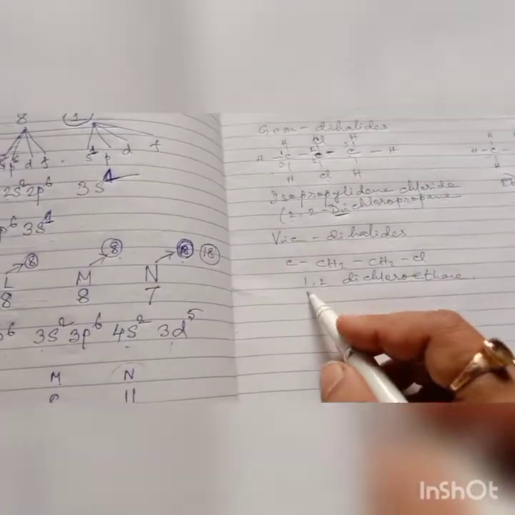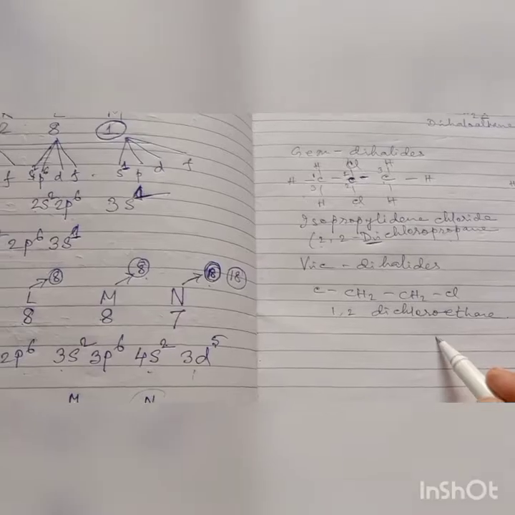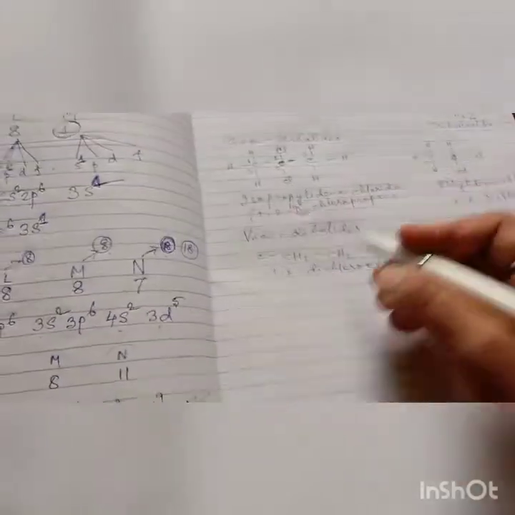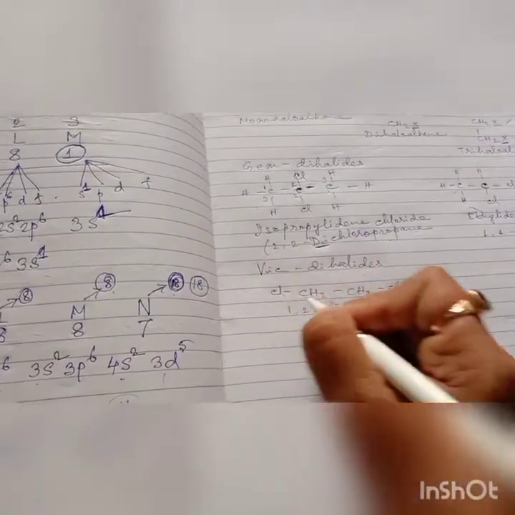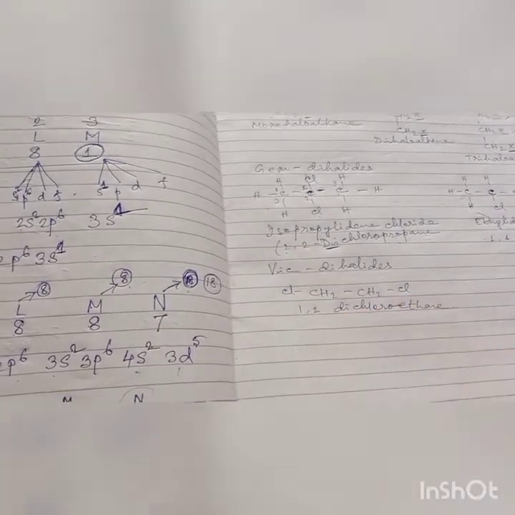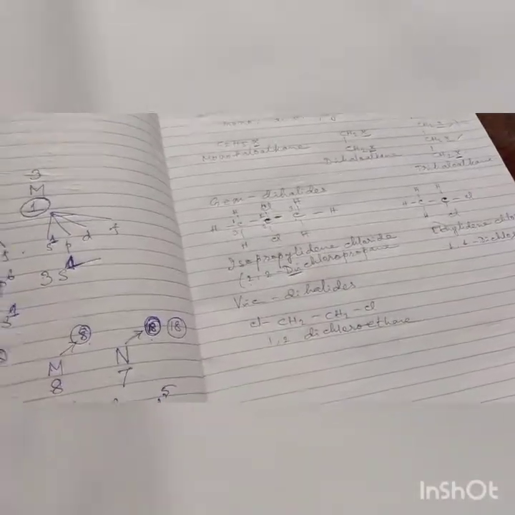And vic halides, that is 1,2-dichloroethane, this is called a vic dihalide. Here also there are 2 chlorine atoms. 1,2-dichloroethane.